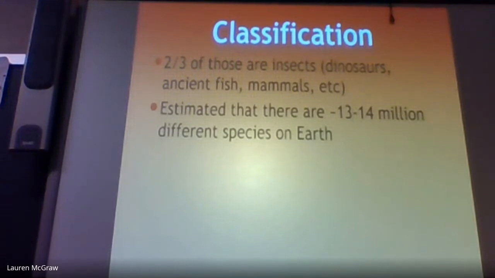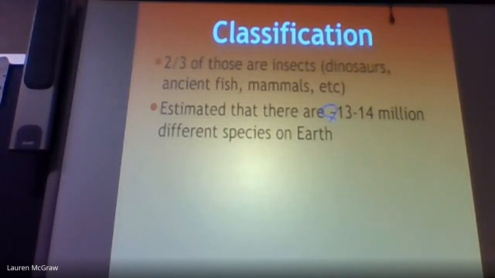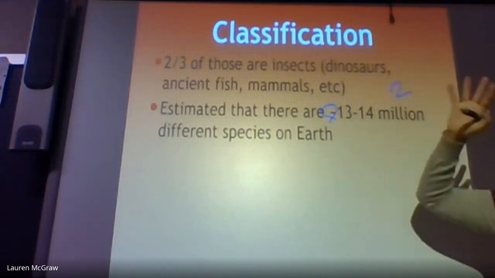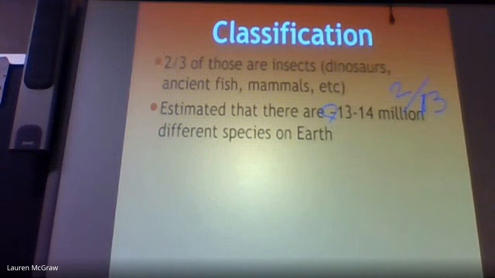It's estimated that there are approximately 13 to 14 million different species on Earth. That's what this little tilde means, this little squiggly line, approximately. Let's estimate that we know about 2 million. Okay, so that 1.75, we're going to round up to 2. And we'll lowball this to 13. 2 out of 13. That's a very, very small fraction.